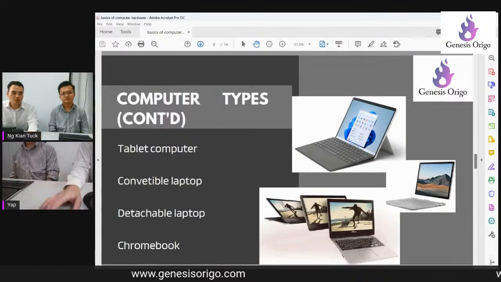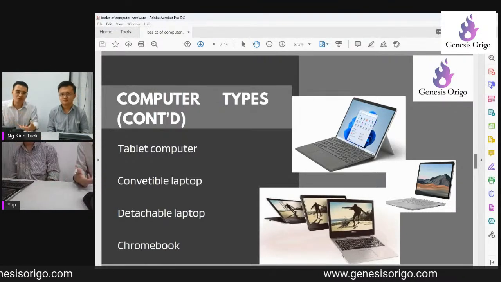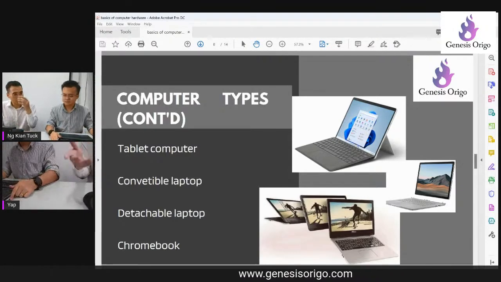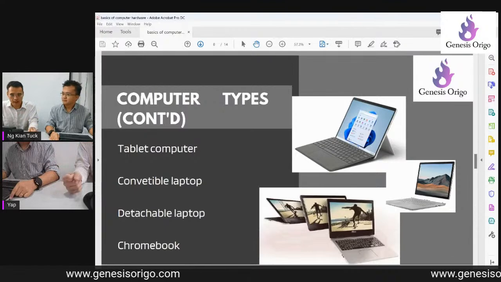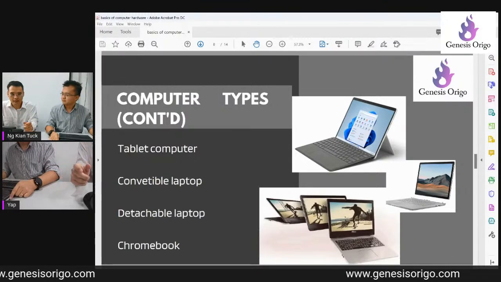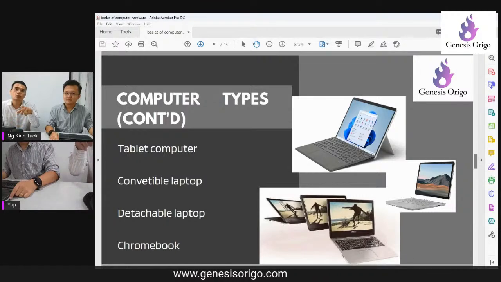Okay, so this Chromebook, I never used before. It's kind of a new thing to me as well. I have done research on YouTube and on the web. I found that the original idea behind the Chromebook was that they wanted to have something affordable.